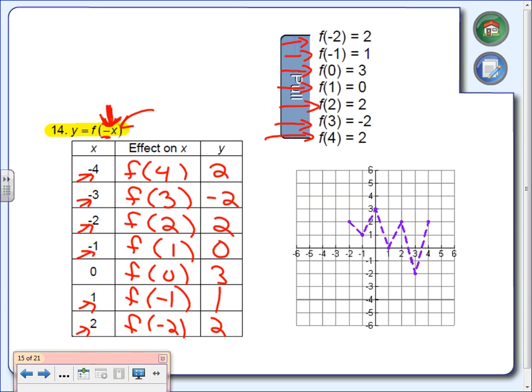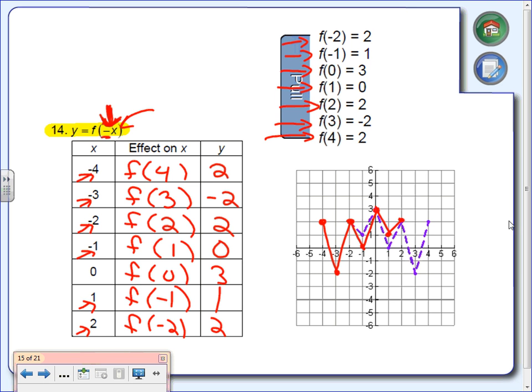So let's go ahead and plot this and see what happens. Negative 4, 2. Find your negative 4, 2. Then find negative 3, negative 2. Connect the dots. Negative 2, positive 2. Negative 1, 0. 0, 3. 1, 1. And 2, 2. All right, so there's my new graph.